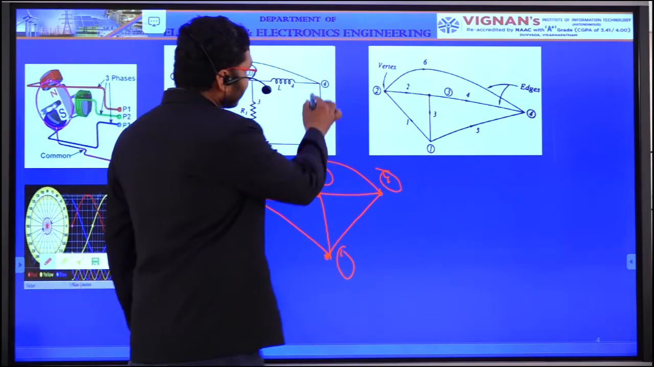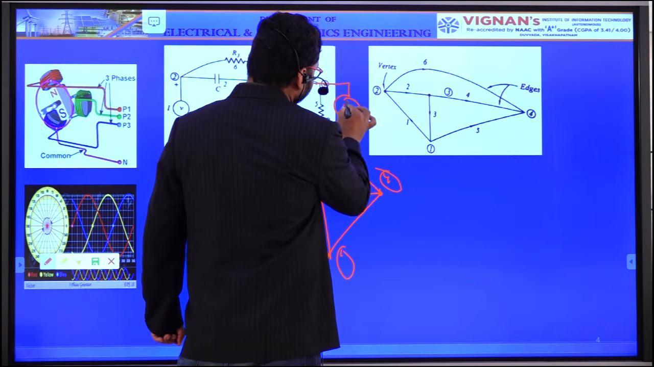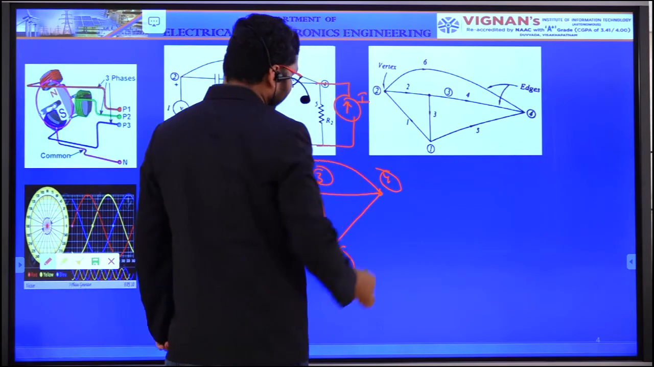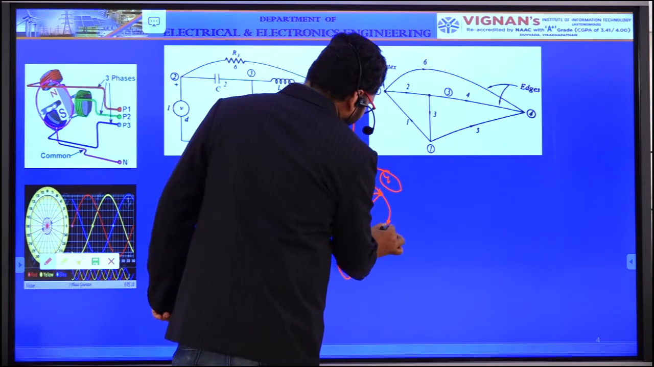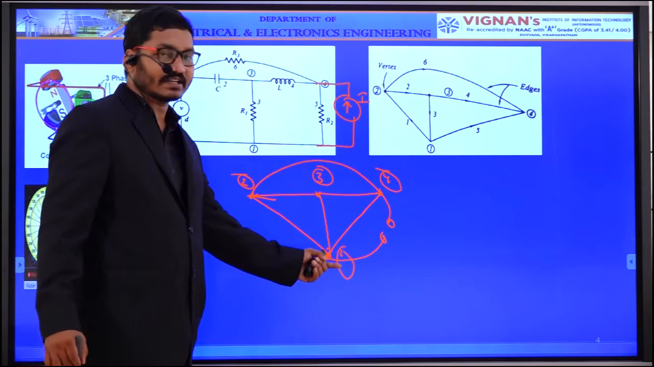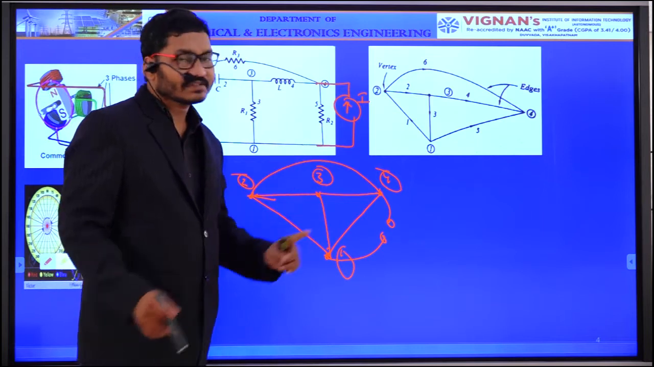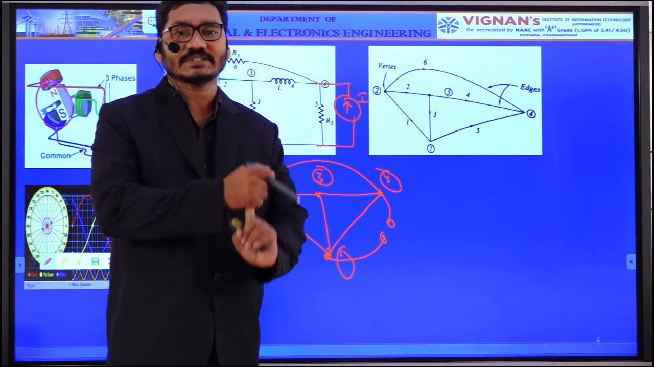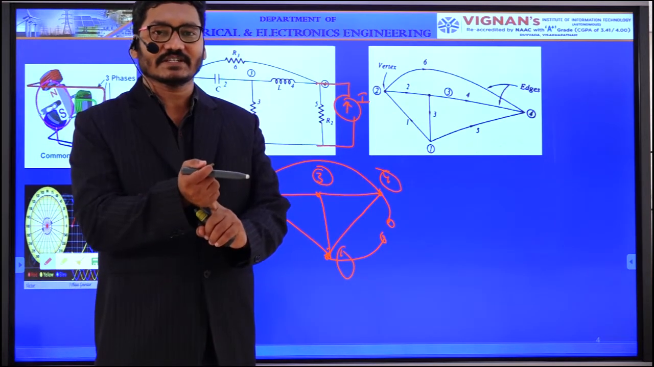Suppose there is a current source, say this is the current source. A current source you have to replace with an open circuit. For this network, this is the graph. So for any electrical network you can represent it as a graph, the graph of that network.